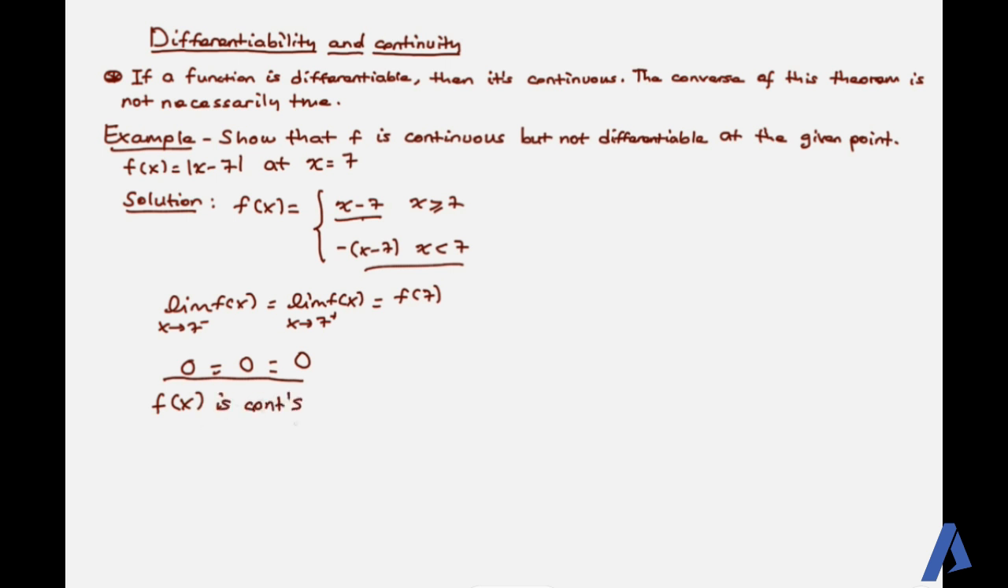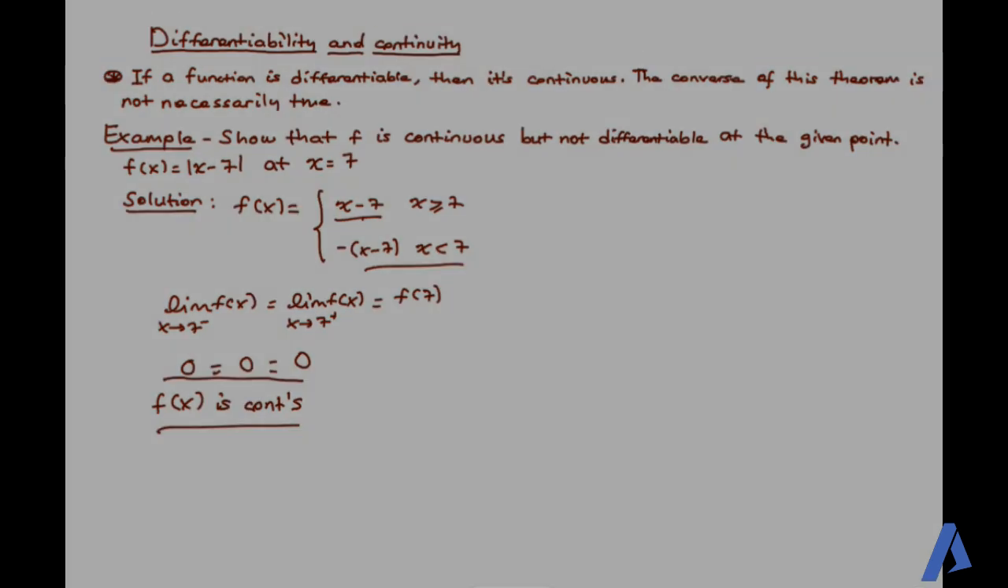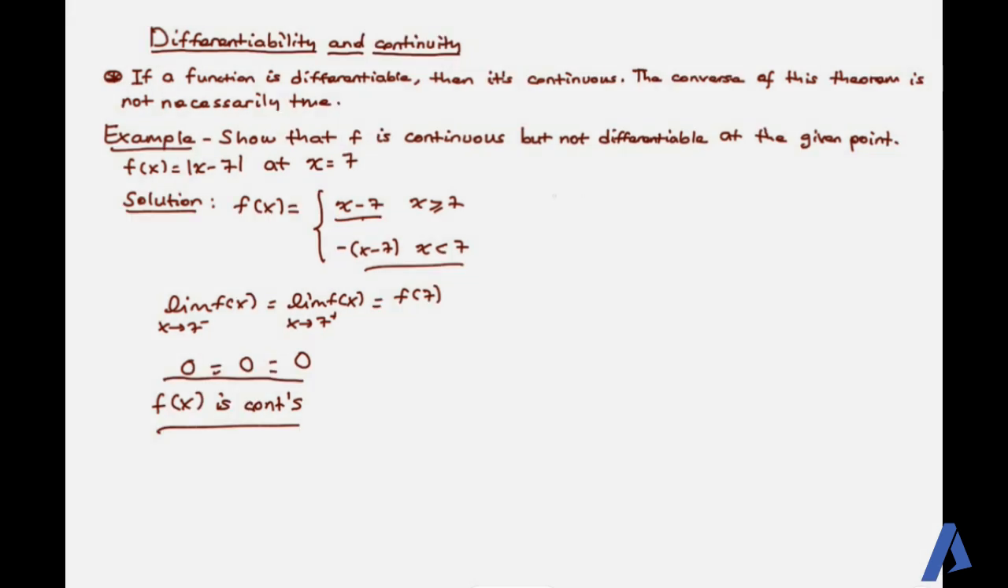We have proven continuity, but the question says it is not differentiable, so now we show that it is not differentiable. From derivative knowledge we know that f derivative of x, for the piecewise defined function in this case, is 1 for the first function, and for the second function it is -1, for x greater than 7 and for x less than 7.